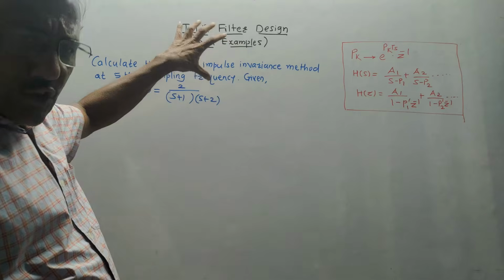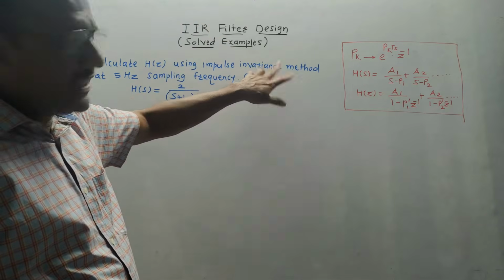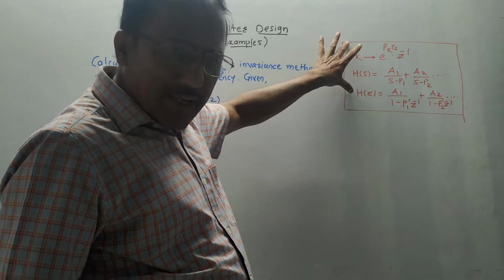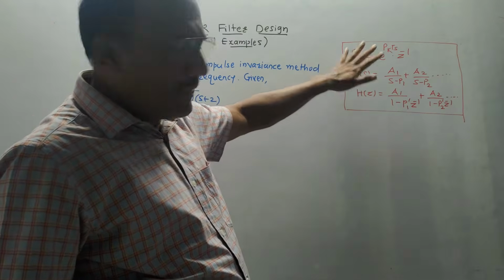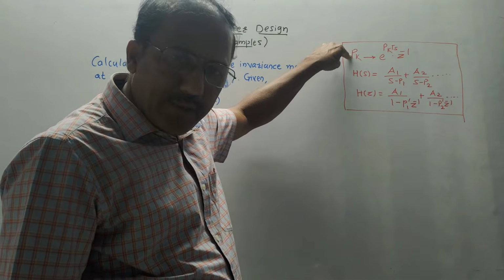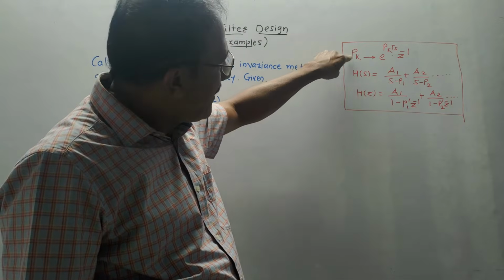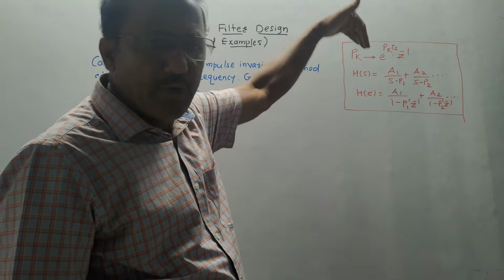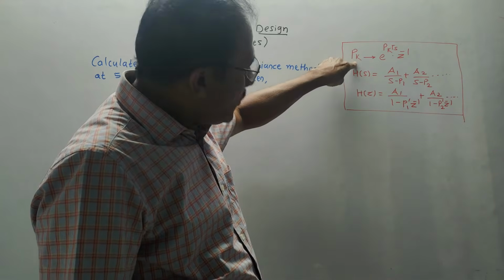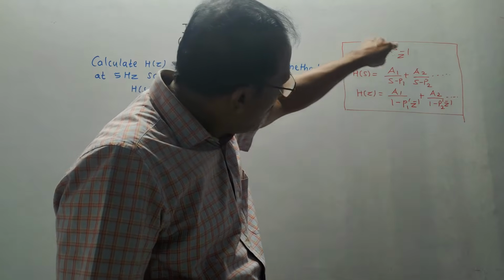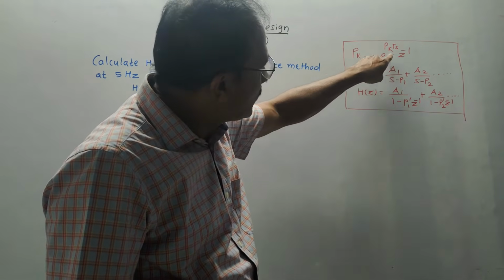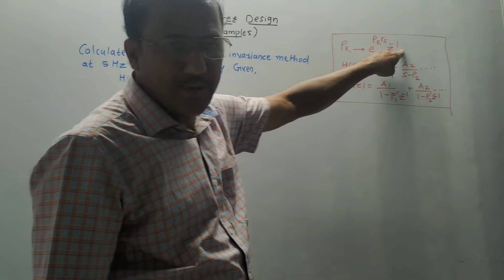First, we will solve the numerical related to impulse invariance method. You need to memorize only a simple set of formulae. The poles of impulse invariance method are denoted by P sub K. It can be P1, P2, P3 and so on. Using this method, they are transformed into the new value e raised to p_k T_s into z raised to minus 1.